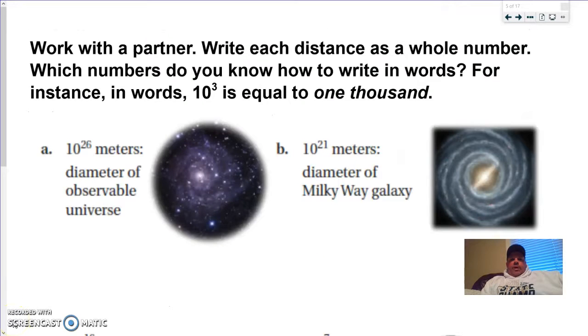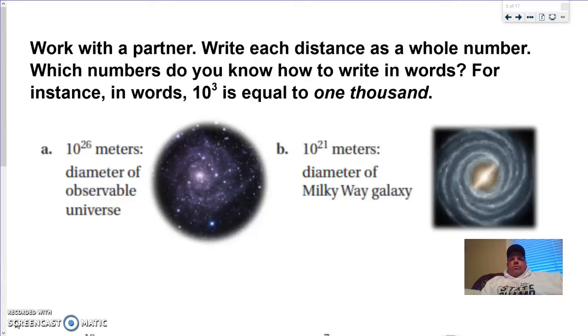What I would like for you to do next is to work with someone near you. Write each distance as a whole number. Which numbers do you know how to write in words? For instance, in words, 10 to the 3rd equals 1,000. See if you can get a number for each of the following ones, A, B, C, D, E, and F, and if possible, write it as a word.